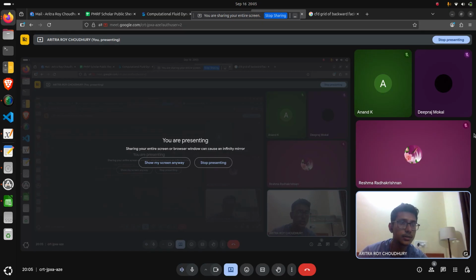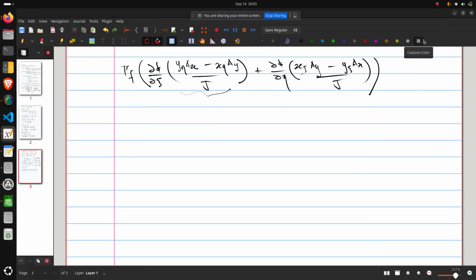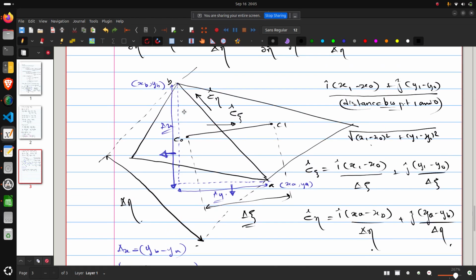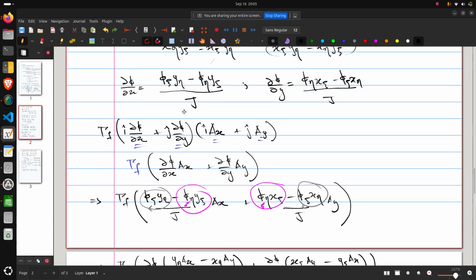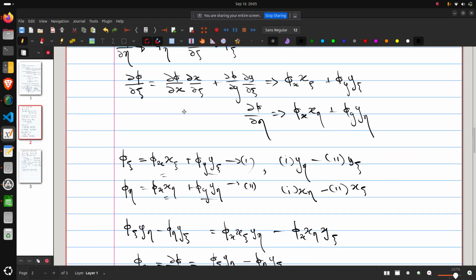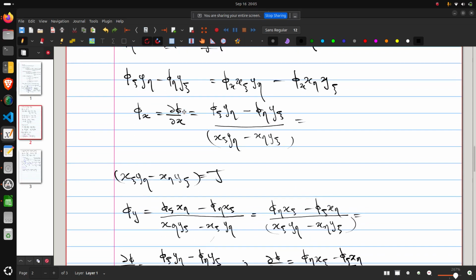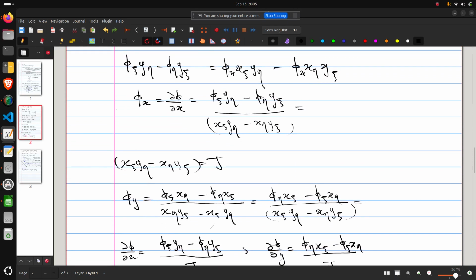Okay, let's get back. I hope everything is clear till this part. Now we have to do some manipulations. Let's see what the Jacobian was. This was the Jacobian, right?